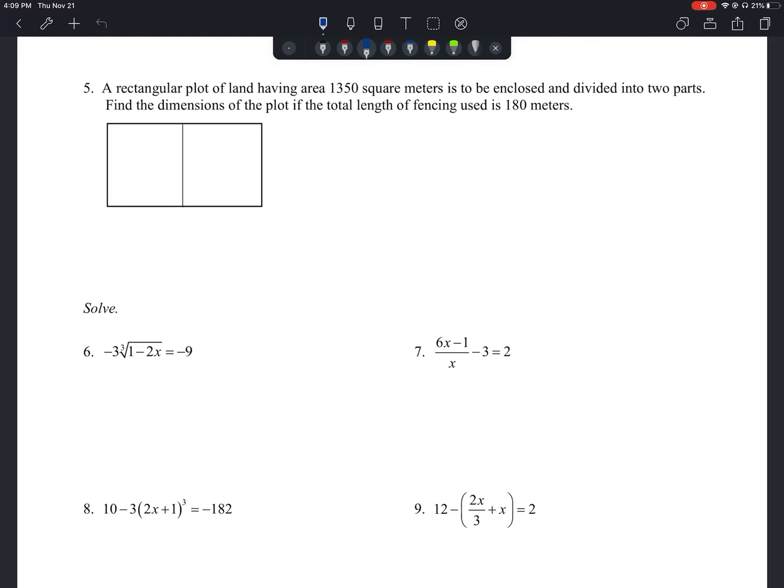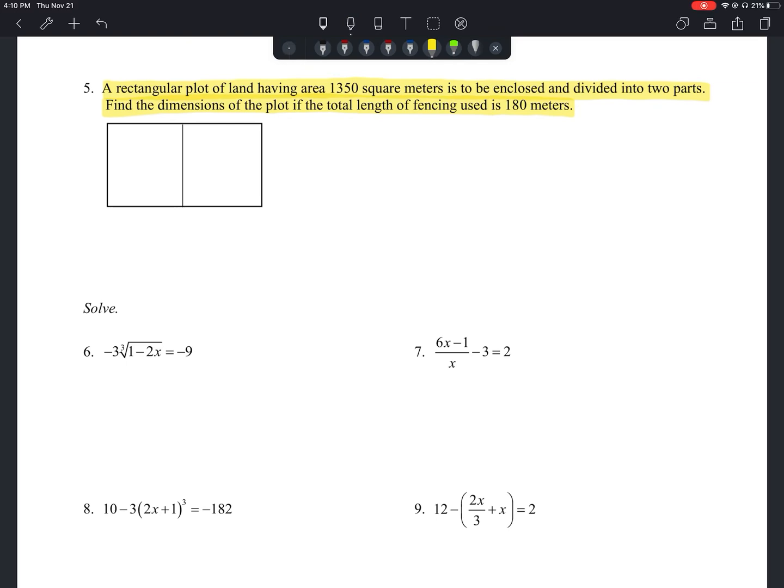Okay, looking at problem number 5. Number 5 says, a rectangular plot of land having area 1,350 square meters is to be enclosed and divided into 2 parts. Find the dimensions of the plot if the total length of fencing used is 180 meters.